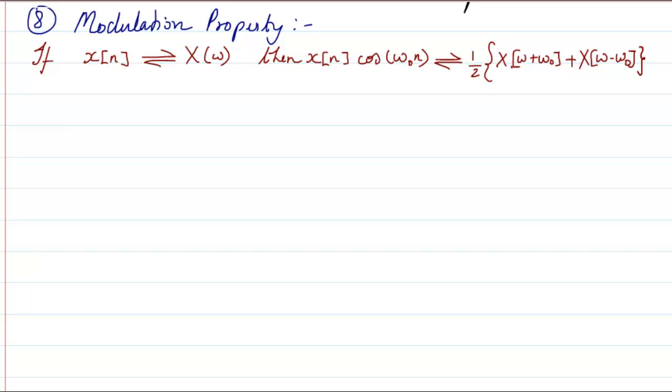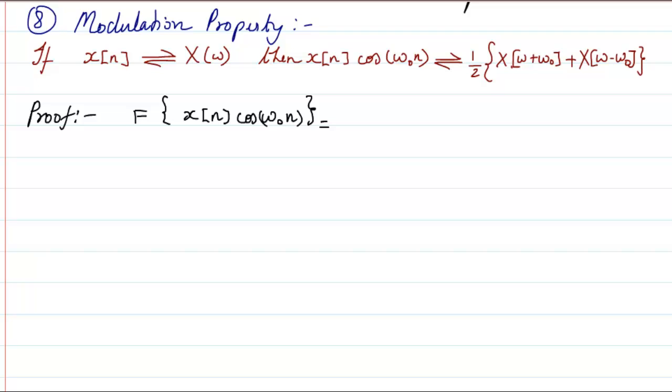The next property is the modulation property, which states that if x of n has a Fourier transform of x of omega, as shown here, then multiplying x of n with a cosine function, which we generally do in case of modulation, will give you multiple replicas of x of omega, one at plus omega naught and another at minus omega naught. This is something that we have already seen many times. Let us prove this.